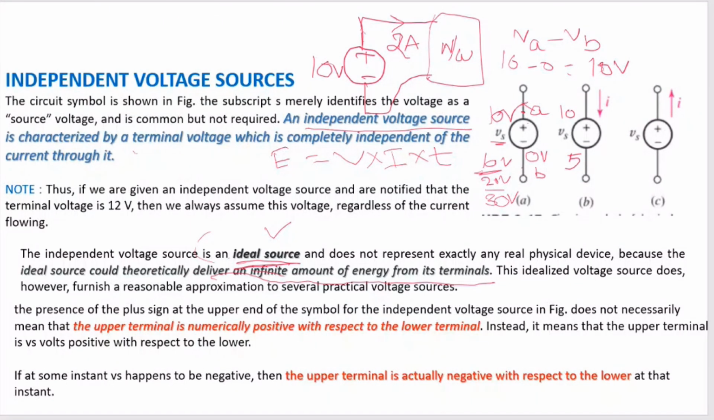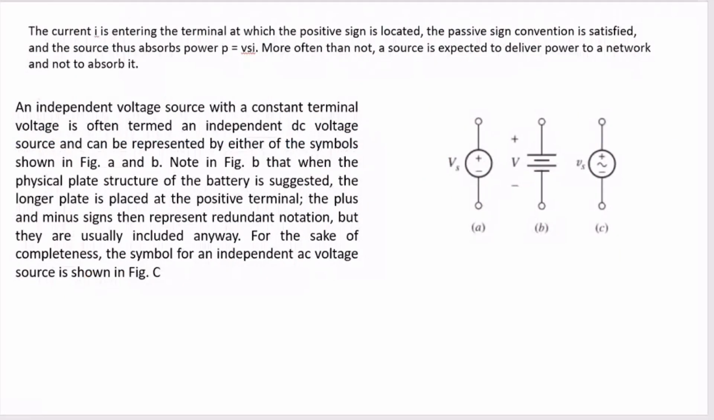See here in figure A, we have a voltage source. In figure B, we have a voltage source. In figure C, also a voltage source. But A and B are called DC voltage sources, and this is an AC voltage source. The difference between AC and DC I'm going to tell in the next class. But for the time being, you assume that there are two types of sources. One is AC source and another is DC source.